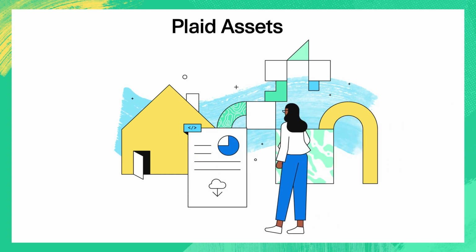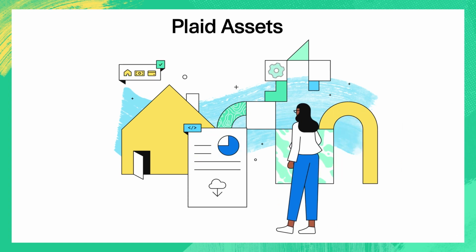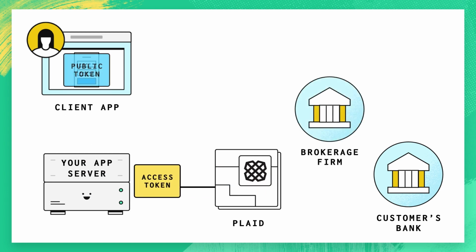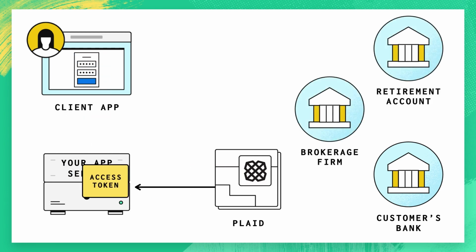Plaid Assets can look at balance and historical transaction information from a number of different sources, everything from checking and savings accounts to money market and brokerage accounts. To get started with Assets, remember that it takes in data from multiple sources. With many other Plaid products, you go through the link process to create a single access token. But with Assets, you'll want to go through this process for each financial institution that your user wants to include in their report.